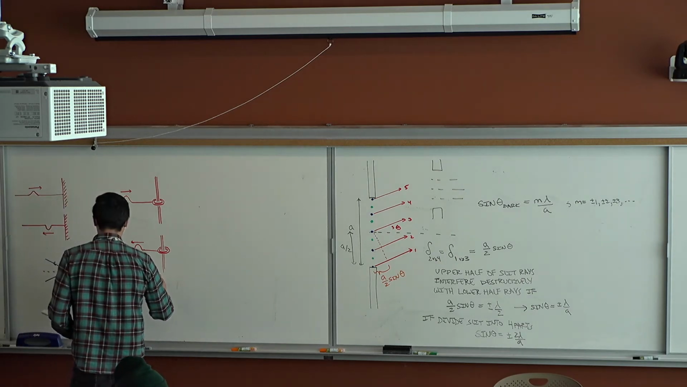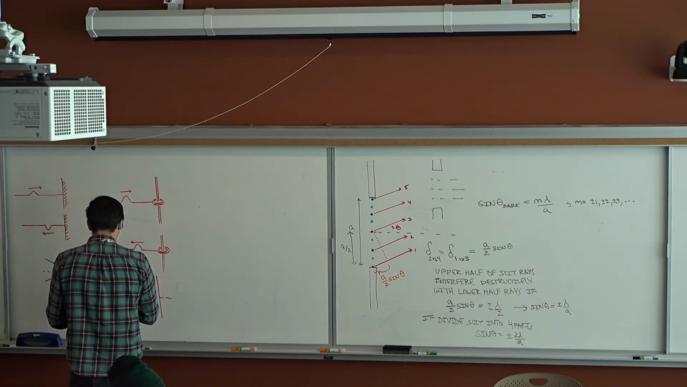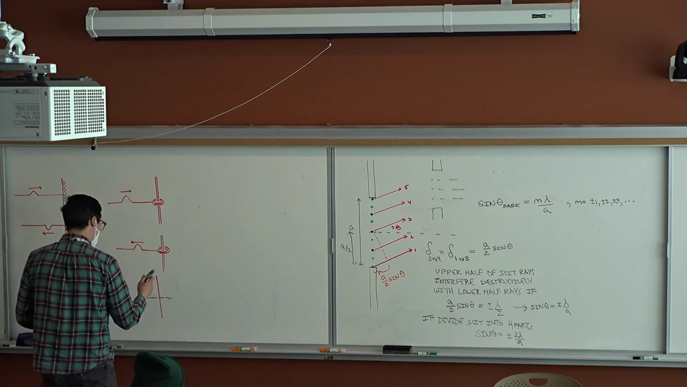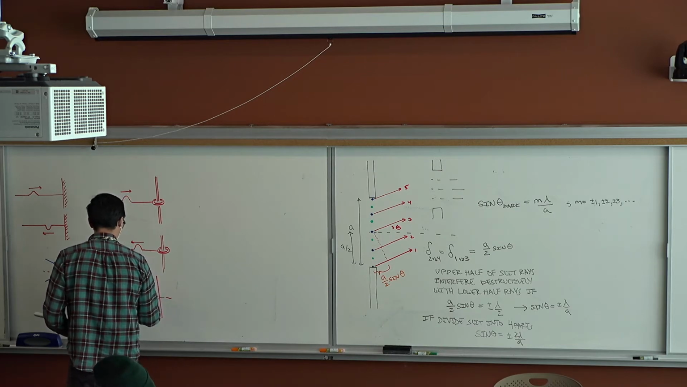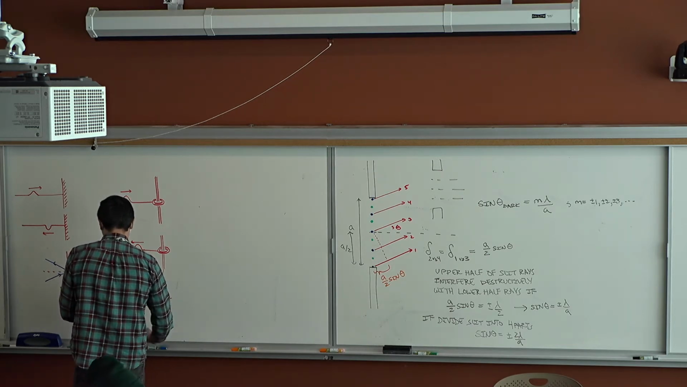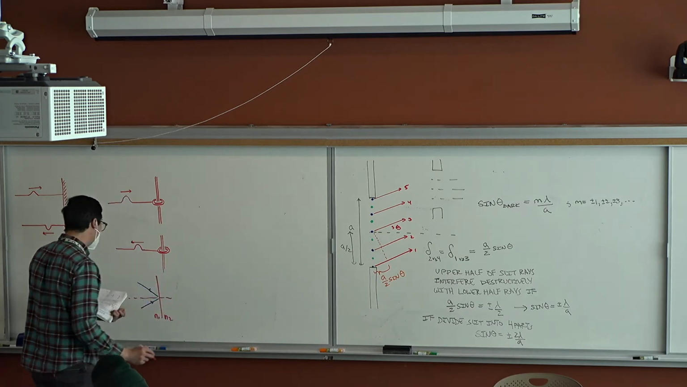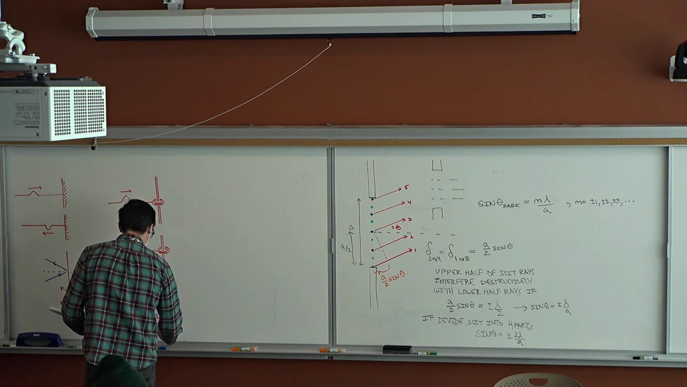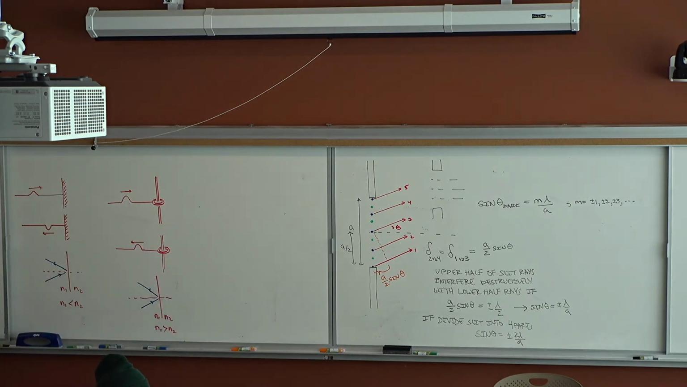The optical equivalent of this is when it reflects off of the boundary between N1 and N2, where N2 is less than N1.